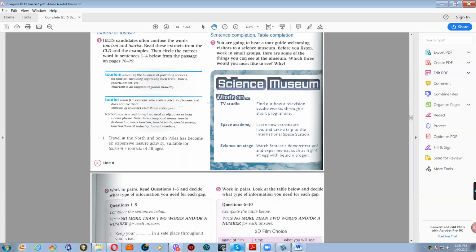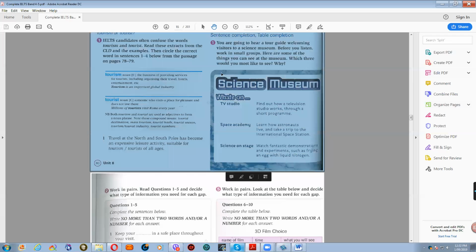You are going to hear a tour guide welcoming visitors to a science museum. Before you listen, work in small pairs. Here are some of the things you can see. Which three would you like to see and why? So, which of the three, you've only got three choices. Which of the three would you most like to see and why?